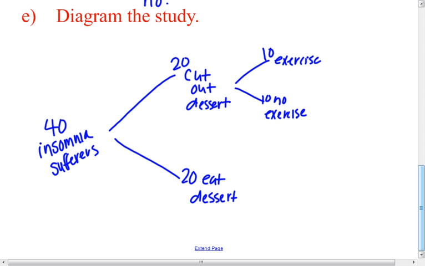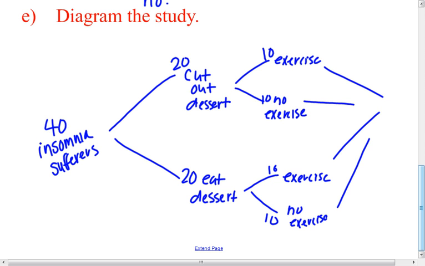And then the same thing down here. I split that group in half. And half of them get exercise. And half of them do not. In the end, all of these cases, I am going to measure their insomnia. Okay?